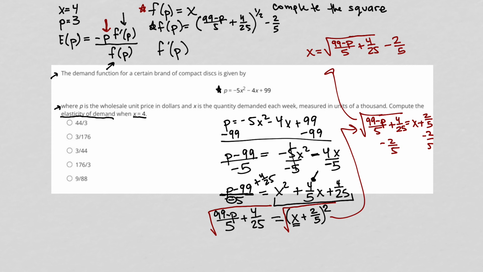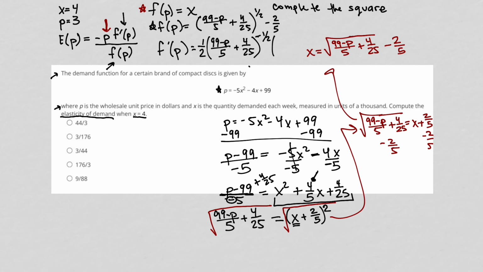So in order to find the derivative, I'd rather have a fraction exponent than having a radical or a square root, because having that fraction exponent allows me to just use the power rule when I differentiate this, bringing that 1/2 to the front, keeping my 99 minus p over 5 plus 4 over 25 to the negative 1/2 power now, because I subtract 1 when we use power rule. I have to now multiply by the derivative of the inside of the parentheses. That's what the chain rule is all about.